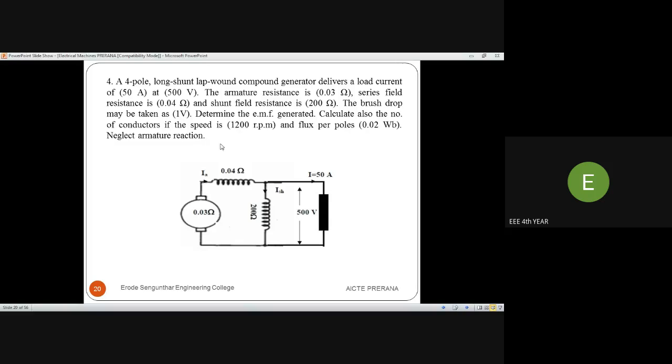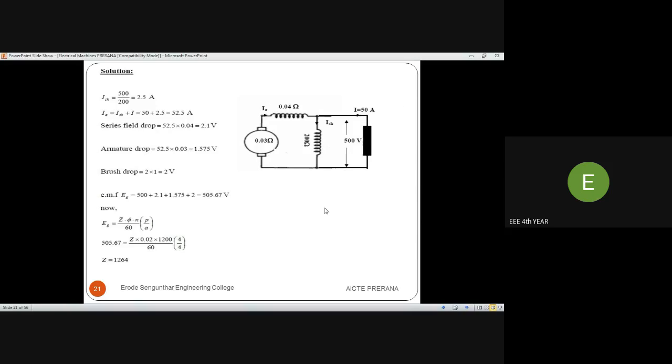Neglect armature reaction. It is a long shunt compound generator circuit arrangement. Armature resistance value, series field resistance value, then shunt field resistance value, load voltage across the load circuit, and load current flowing through the load circuit. That is 50 ampere. So based on the simple formula, we can determine the EMF of the DC long shunt compound generator and the armature conductor value. First, we determine the shunt field current, V by RSS. We substitute the formula V by RSS.